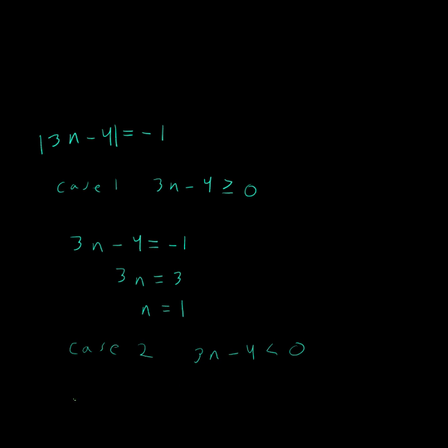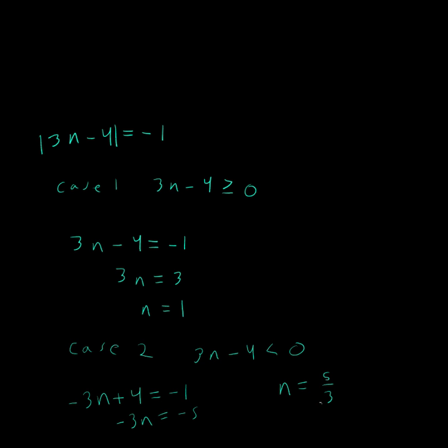So we make our 3n minus 4 negative, so we get negative 3n plus 4, if we just propagate the negative through from the get-go, equals negative 1. So now we subtract 4 from both sides, so we get 3n equals negative 5. Now we divide both sides by negative 3, and so we get n equals 5 thirds. Negatives will cancel when we divide.